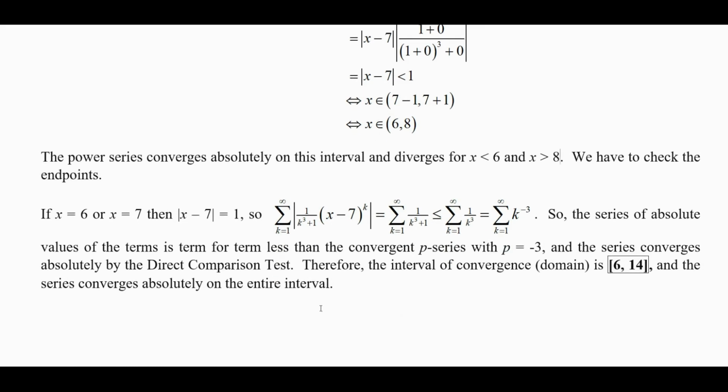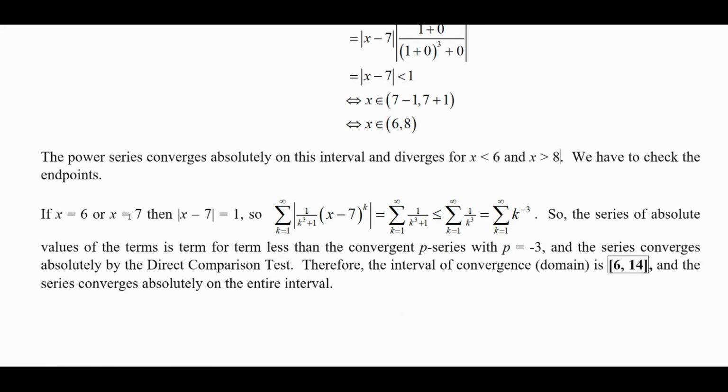Remember, this converges when this limit, which is now just the absolute value of x minus 7, is less than 1. That's the way the ratio test works. Converges absolutely. Again, we don't know what happens at 6 or 8 yet. And I don't know why that says 14. It should say 8. So for x less than 6 or greater than 8, we know it diverges. Between 6 and 8, it converges absolutely. We have to check the endpoints.